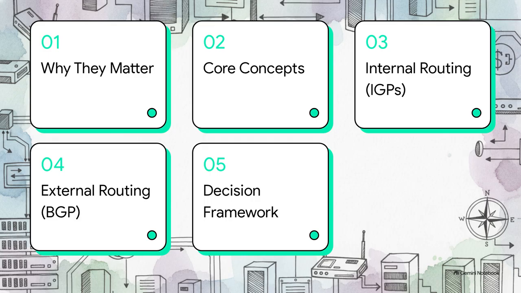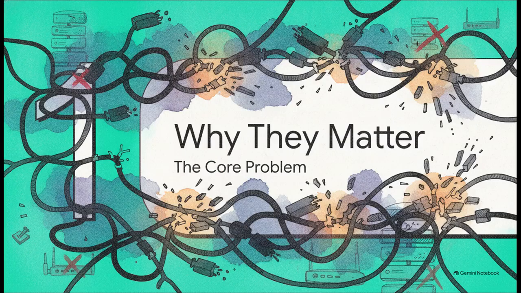Third, internal routing with IGPs. Fourth, external routing and understanding BGP. And finally, how to choose the exact right protocol for your environment. Starting off with Section 1, why routing protocols matter.